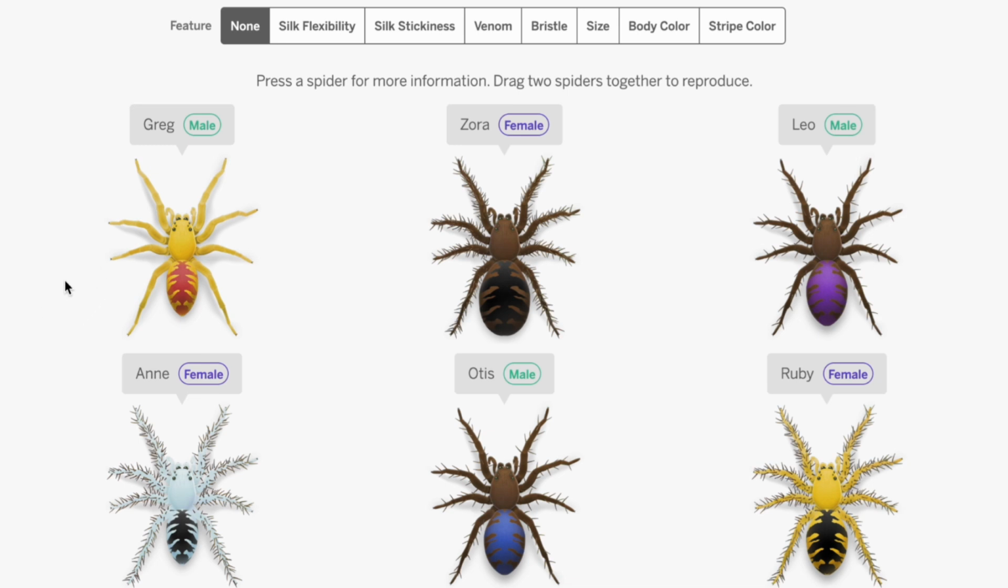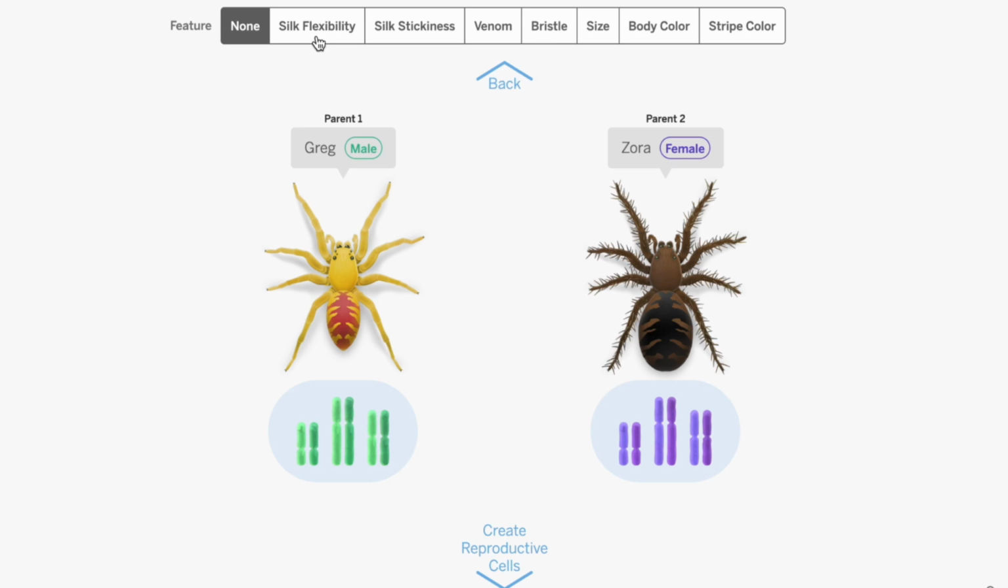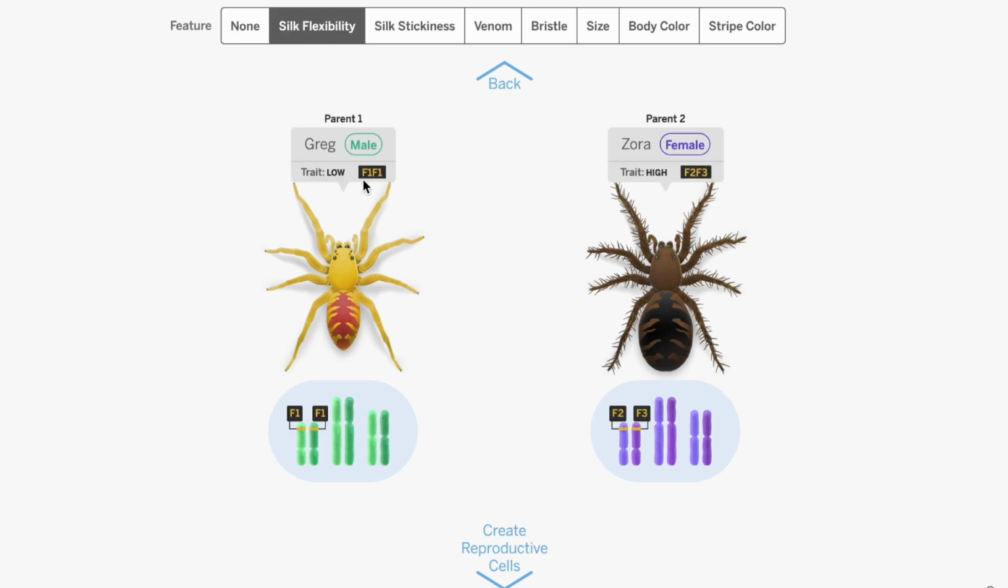Who are the two you wanted to do? Greg and Zora. All right, so if I use this simulation on Amplify, and let's see, move Greg to Zora, and I will focus on silk flexibility. What are some things I noticed about his gene version? Greg is homozygous for F1, which is the gene version for low silk flexibility.